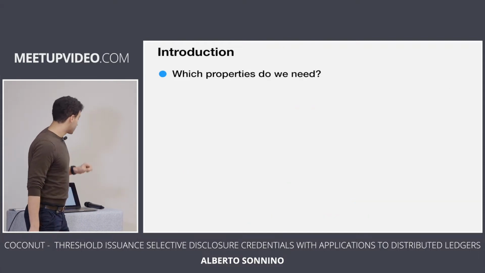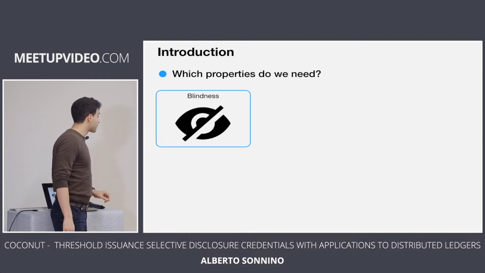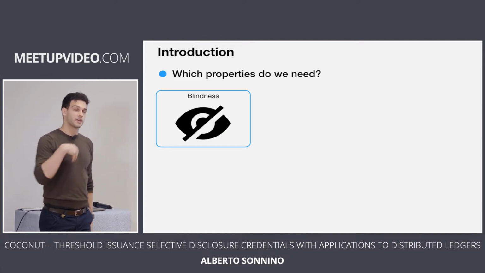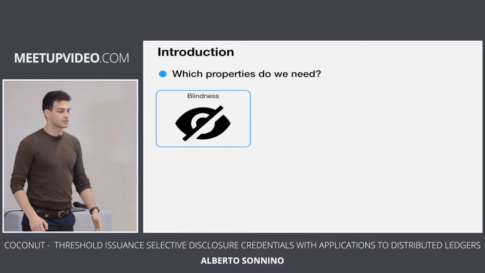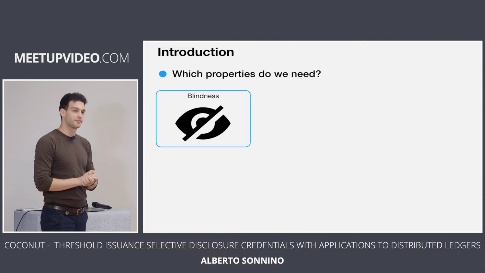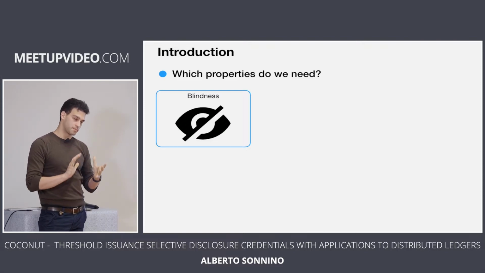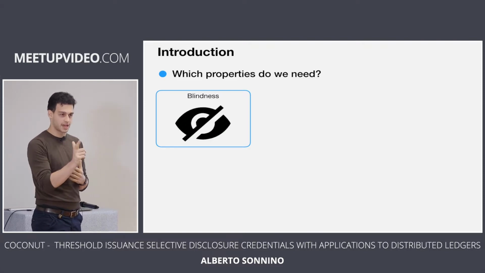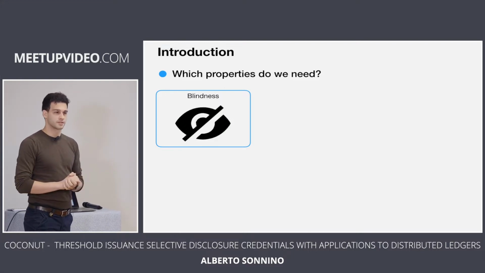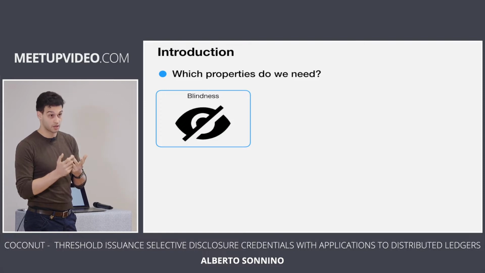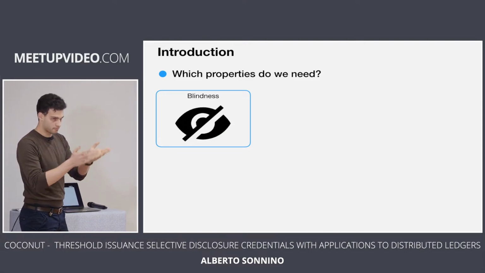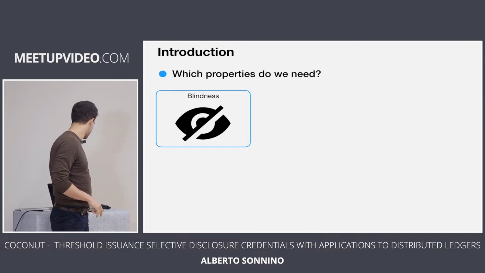So those are the properties that we need. Blindness is the first. What does it mean? Let's take the example of identity cards. I want to get a passport issued. Potentially some of the fields there should be kept secret with respect to the signer itself. Potentially it may involve some random nonce that only I, the user, should actually know. So we should be able to issue those credentials over blinded attributes.